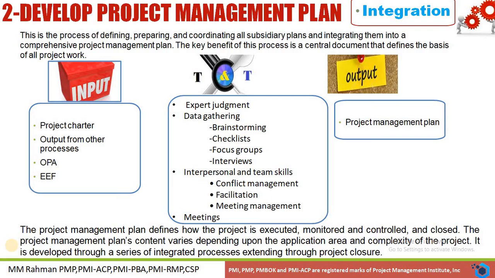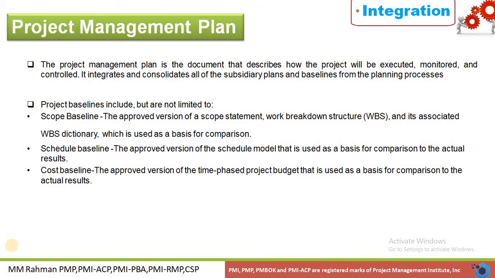It is also developed through a series of integrated processes extending through project closure. So we can say it is not the output of this process only. It is an output from the other processes that is integrated here and gives one output as the project management plan. So the project management plan is a central document, or the main project management plan, which also contains a number of subsidiary plans. The output we are going to discuss here: the project management plan is a document that describes how the project will be executed, monitored and controlled. It integrates and consolidates all subsidiary plans and baselines from the planning process.